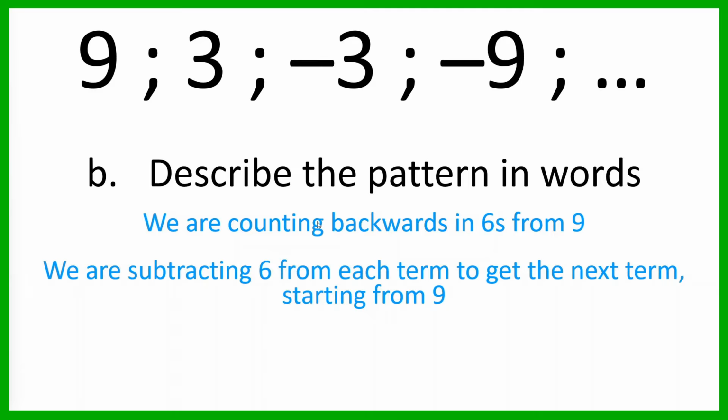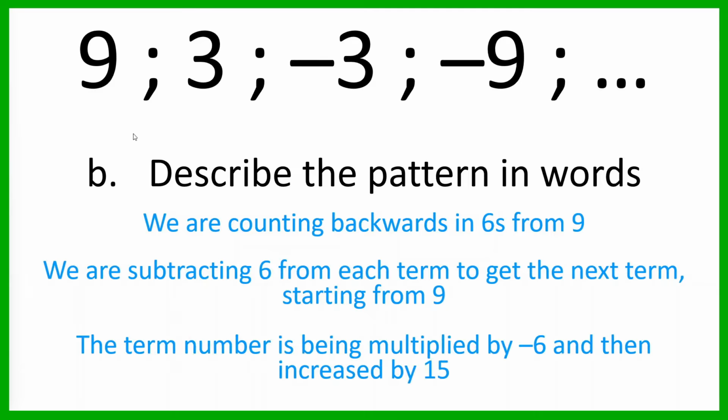And then the last way of describing the pattern would be to talk about the relationship between the term number and the term value. So over here, this term is the first term, so the term number is 1. Here the term number is 2, here the term number is 3, the term number is 4. This way of describing it is actually very closely related to the rule, which we are still going to learn about how to actually work out. But just let me show you how you can describe it like this. If you take the term number and you multiply it by negative 6, and then you increase it by 15, it will give you the term value.